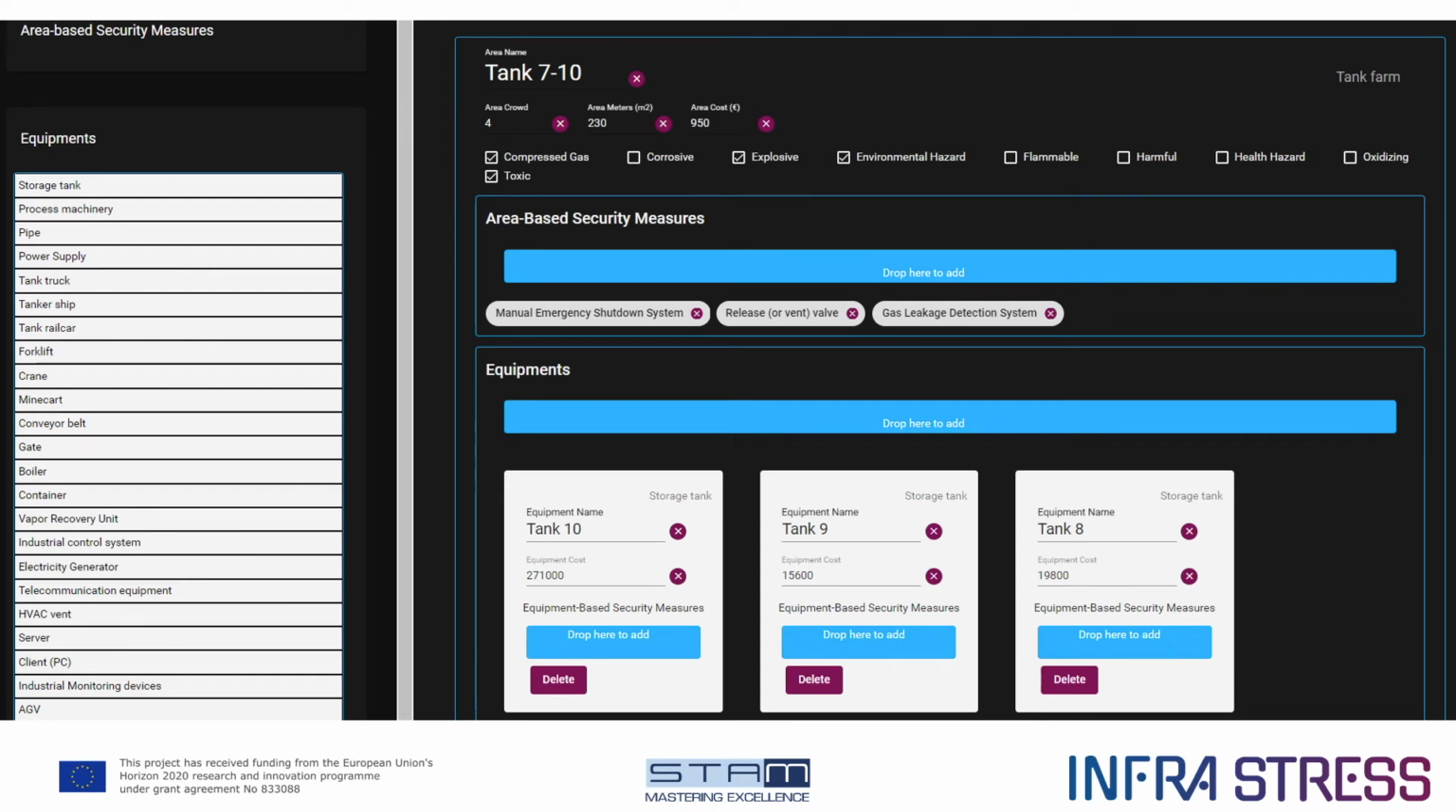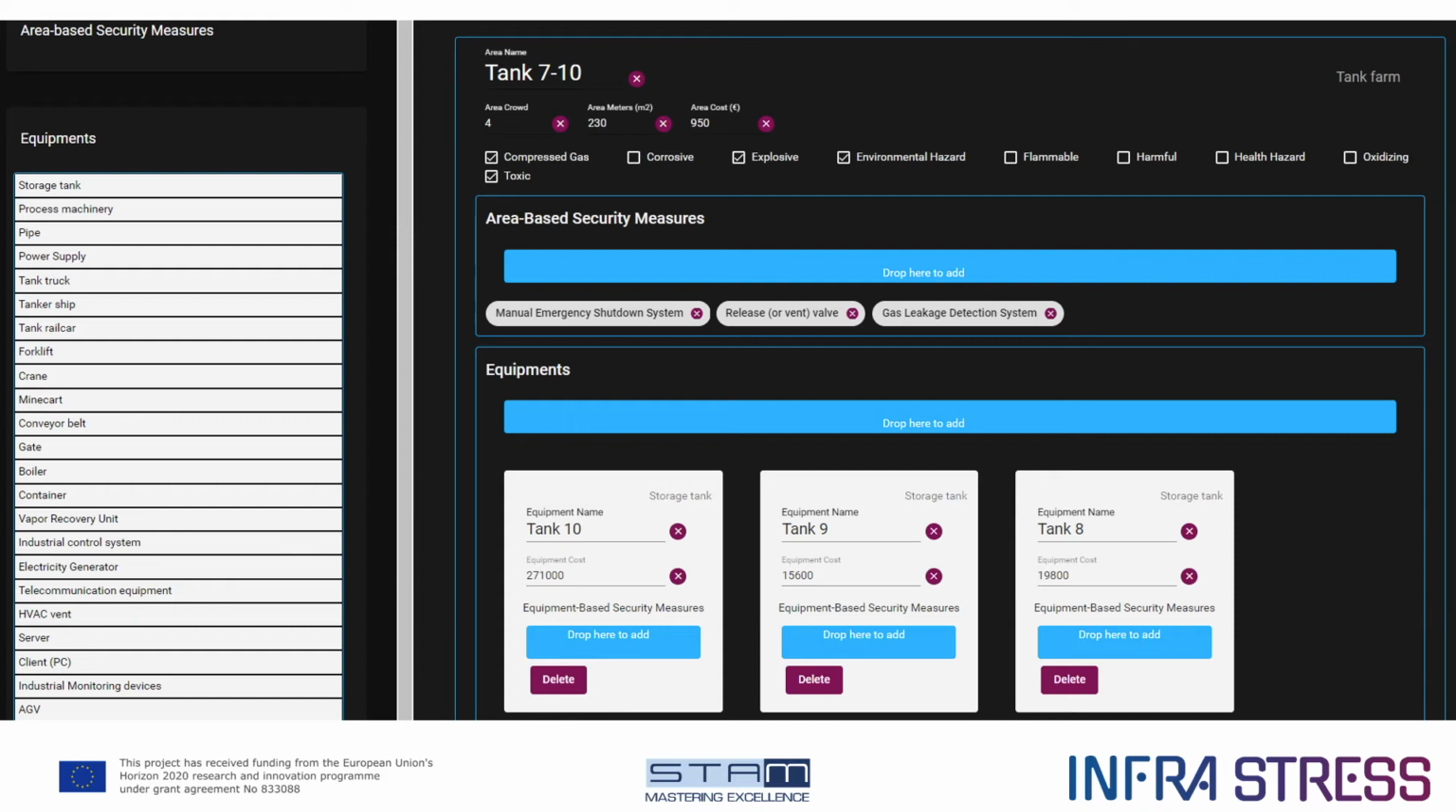Here, each area can be configured in details. With the same mechanism of the previous interface, it is possible to add both equipment and security measures to the considered area. Furthermore, the user should also insert some essential information about area, namely: 1. The average occupancy. It asks how many people are present. 2. The economic value of the infrastructure, expressed as euro for square meters. 3. The size of the area in square meters. And finally, 4. The presence of hazardous substances, according to the current hazmat classification.